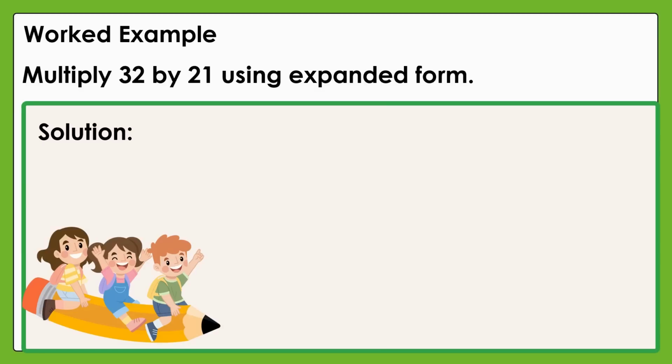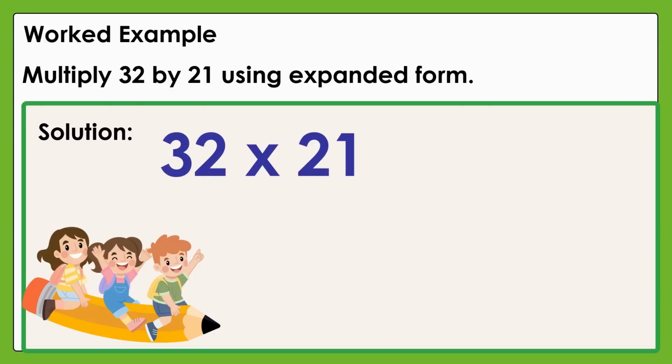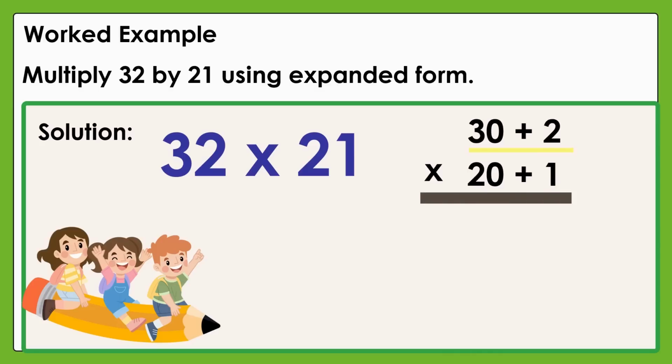Here is the worked example. Multiply 32 by 21 using expanded form. Here's the solution. 32 times 21. 30 plus 2 times 20 plus 1 equals 1 times 30 is 30. 1 times 2 is 2.